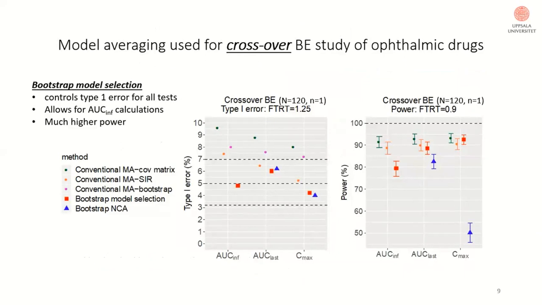We've done some simulation studies to investigate what happens if we don't know the true underlying model. In this case, the red squares are the model-based approach, and we can see that we can control the type 1 error. The blue triangles are the standard approach. You can see the red squares have dramatically higher power, especially in this case in Cmax, where the standard approach had only 50% power, whereas the model-based approach had 90% power.